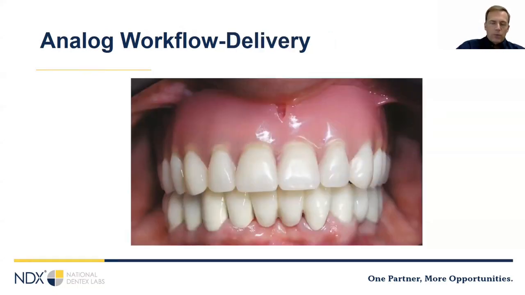So then your lab will rearticulate, maybe make a model if necessary, and then process the denture. So finally, in the analog workflow, you can evaluate the fit of the prosthetic. This can be a fairly long appointment because you need to ensure, of course, that your denture is comfortable, border extensions are correct, and the occlusion is even in occlusion and in articulations.